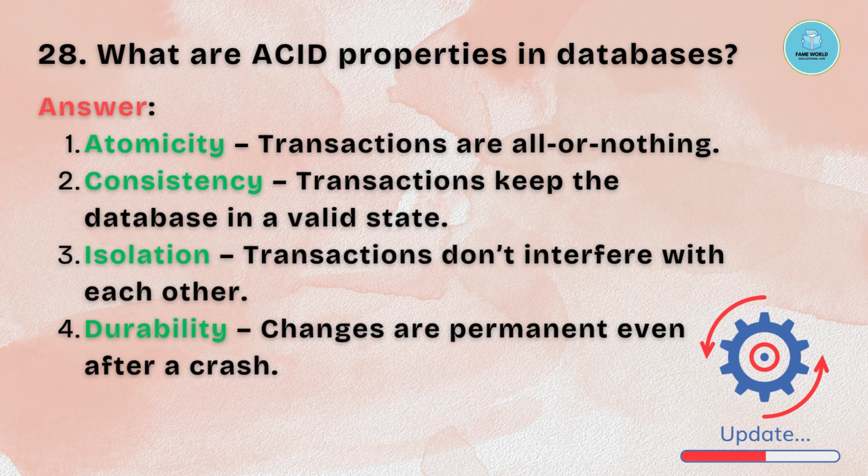Question number 28. What are ACID properties in databases? When we talk about ACID properties, there are concepts included in this: A, Atomicity, C, Consistency, I, Isolation, and D, Durability. A is atomicity, that is, transactions are all or nothing. Consistency: transactions keep the database in a valid state. Isolation: transactions don't interfere with each other. Durability: changes are permanent even after a crash.